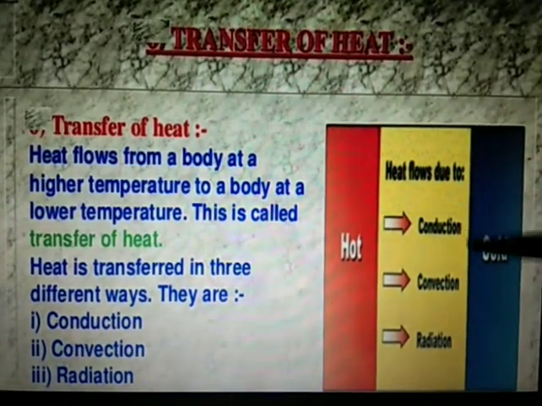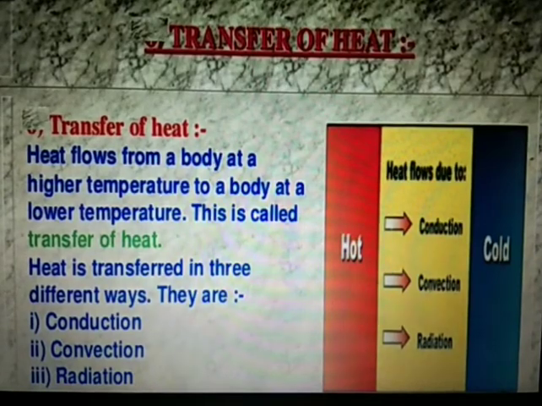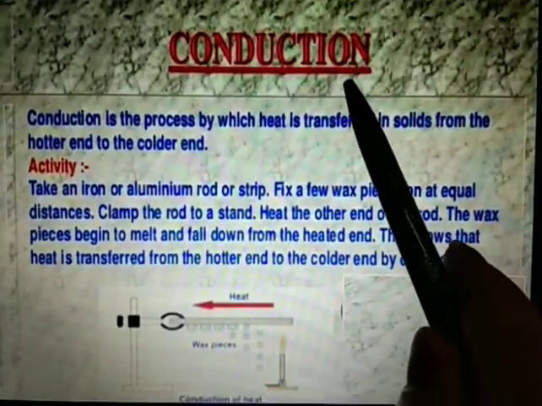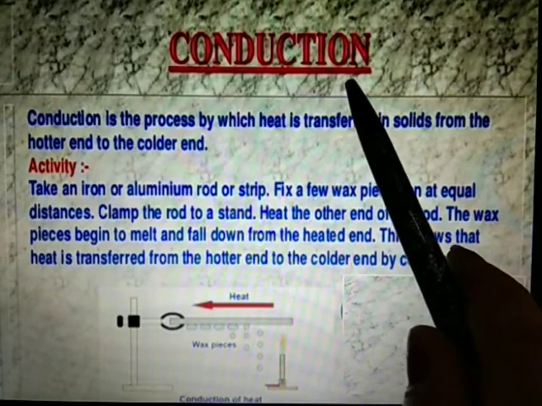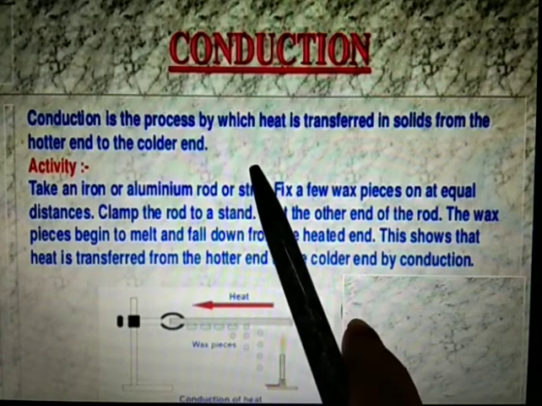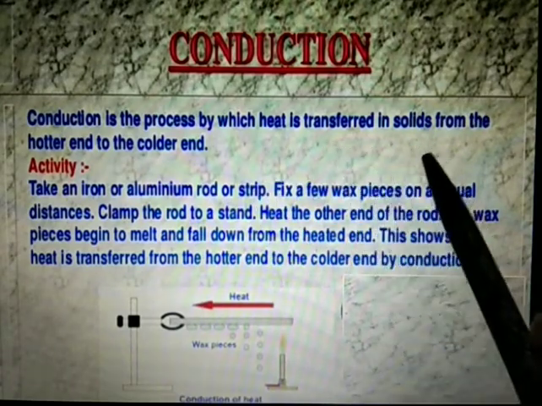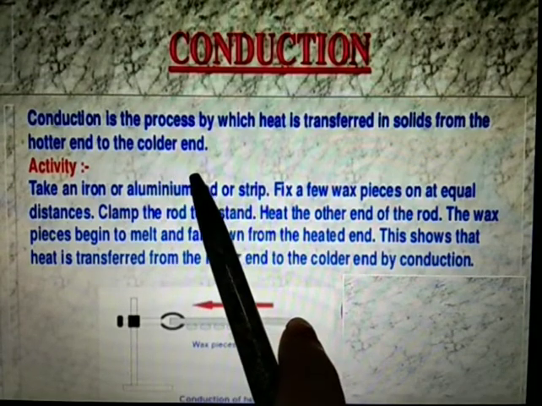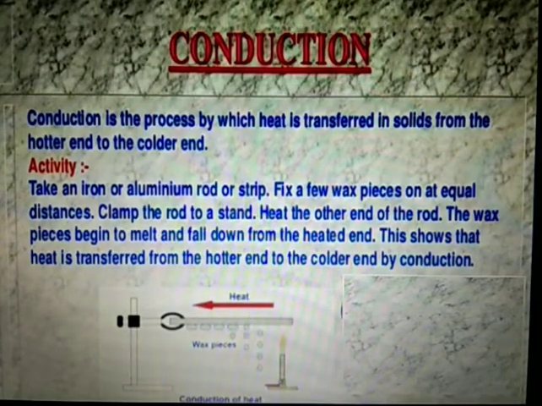Now we will discuss them in detail. Okay, clear? Next is conduction. First mode of transmission is conduction. What is conduction? Conduction is basically a process by which heat is transferred in solids from hotter part to the colder part. You have seen a container which you have taken and kept on a flame. You have kept it on the flame, on the gas stove at home.